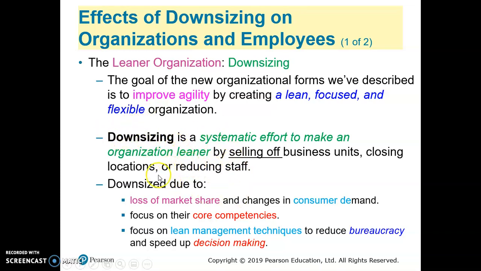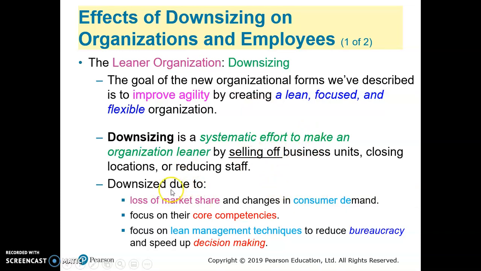So how do they reduce in size? They sell off many of the business units. So before this, they may have many branches or many layers of organizations. So to become leaner, they have to downsize, reduce in size, so they're selling off many of their business units. They also close many of the branches or locations, and they also reduce many of their staff.